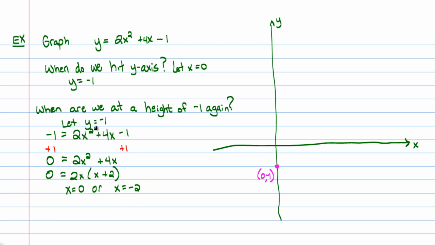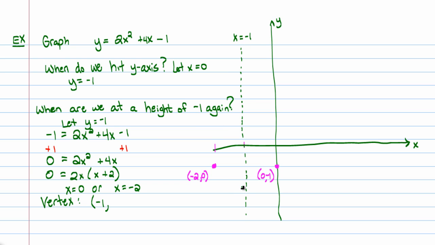So in other words, I'm at a height of -1 again when x is equal to 0. Well, I already have that plotted. There's x equals 0, height is -1. Or x is -2. So I have my symmetric points. Halfway in between these points is going to be the vertex. The average of 0 and -2 is -1. So when you do this, you should really draw in an axis of symmetry that occurs at that halfway point. You should label it too. This is x equals -1. That's the vertical line there.